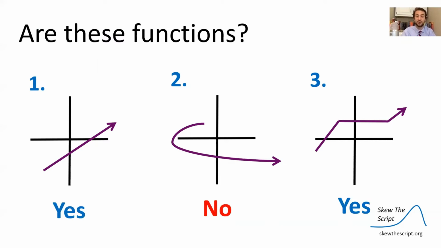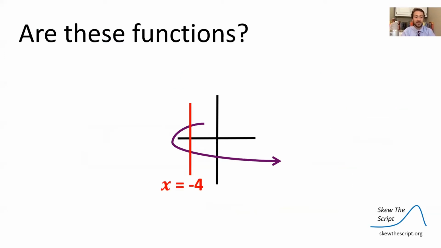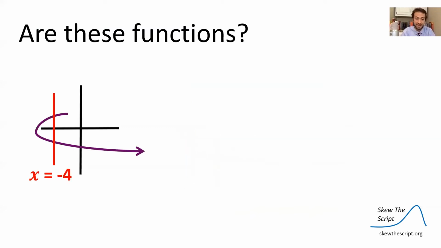The first and the third are functions, while the second is not a function. One way we can check is by drawing a vertical line on these charts and checking if it intersects the relationship in more than one spot. In the second chart, you can see at X equals -4, the red line intersects the purple line twice, which makes this not a function.